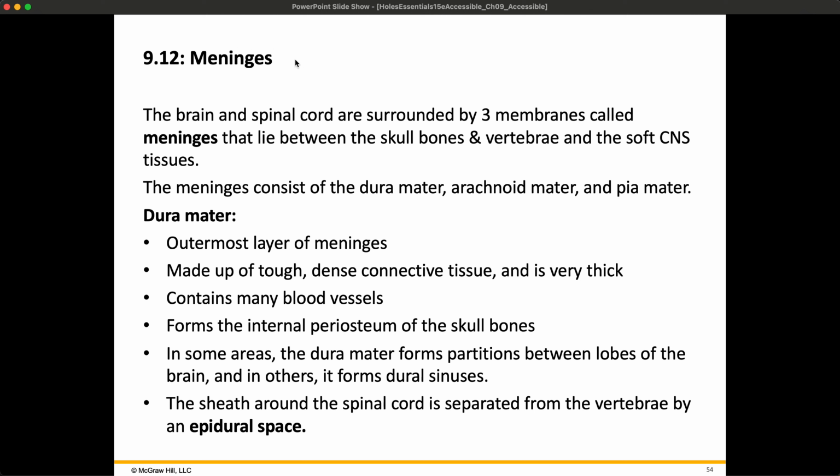Okay, moving then into the meninges. So this is part of our central nervous system. I'm looking at the protective layers of the brain and the spinal cord. They're surrounded by these 3 membranes called meninges. You may have heard of people that have gotten meningitis before. That's an inflammation of these layers. They lie between the skull bones or the vertebrae and the soft tissues of the CNS. There are 3, the dura mater, which is the most external, arachnoid in the middle, and the pia mater, which is the most internal.